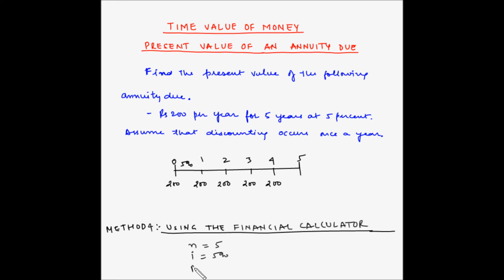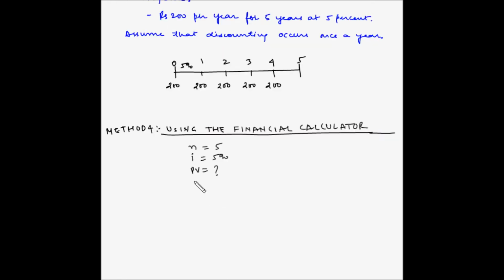Next is the present value. Now in this case, we are trying to find the present value. Next is PMT, which is nothing but the payments. So this in our case is positive 200 because we are getting this amount into our pocket. Next button we have to consider is the future value. In this case there is no future value here, so we'll consider this as 0.